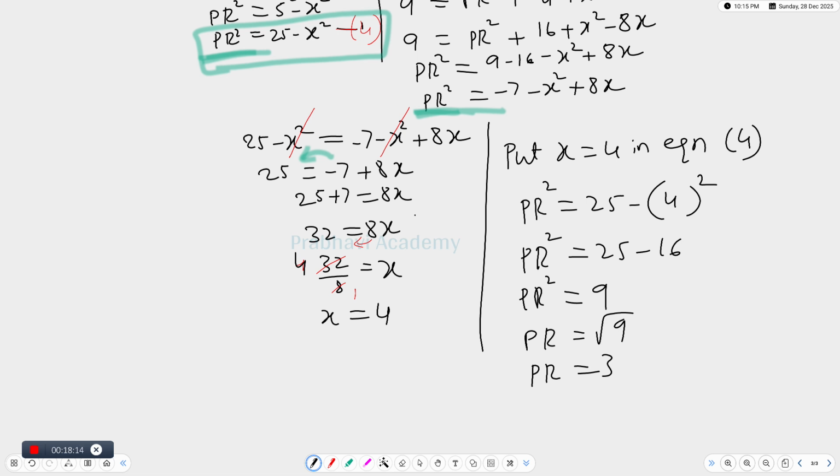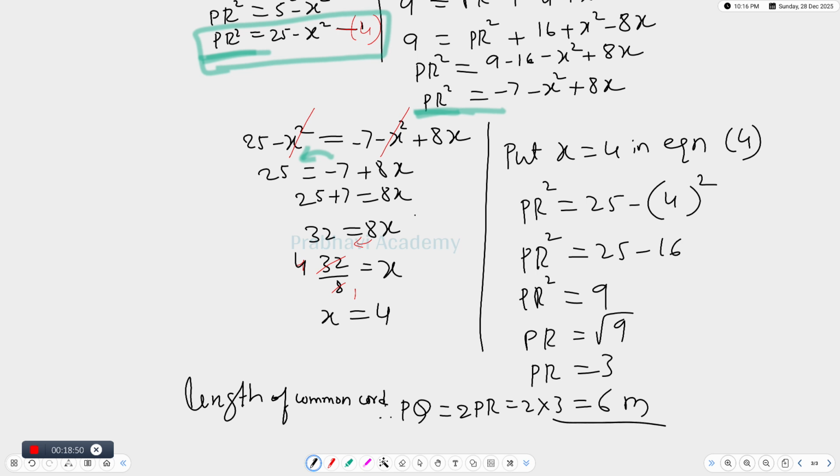So PR is 3. That means, therefore, PQ is equal to 2 PR. So 2 into 3 is 6. So 6 meter, if it is centimeter, right, centimeter, I think it is a meter. So 6 meter is the length of the common chord. The length of the common chord is 6 meter. So this is the answer.